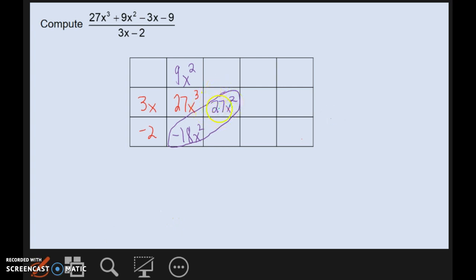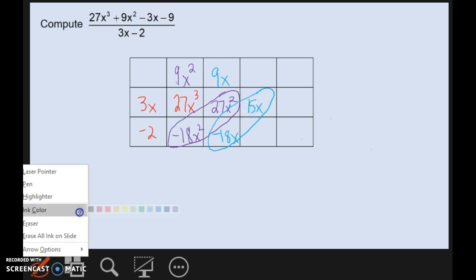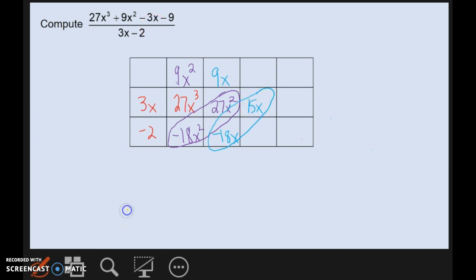If that's a 27x squared and I started with a 3x, that must be a 9x. So this is negative 18x. My x's have to add up to negative 3. So I had a negative 18. I want to make it negative 3. That must be 15x. Well, that's a 5. And that would be a negative 10.